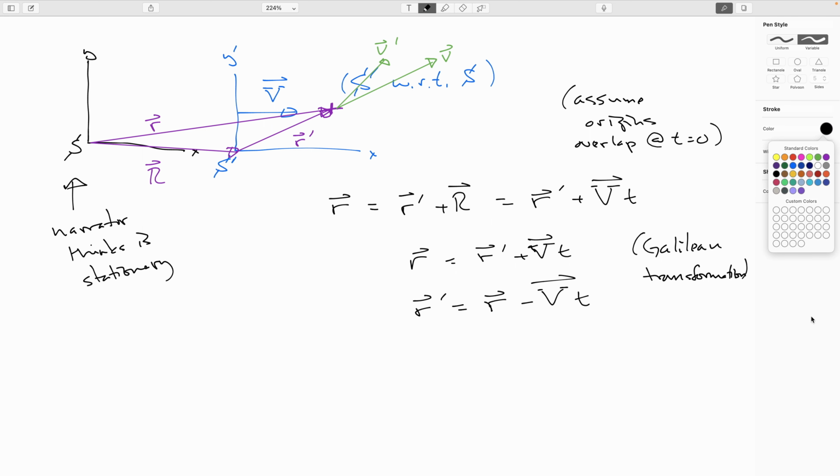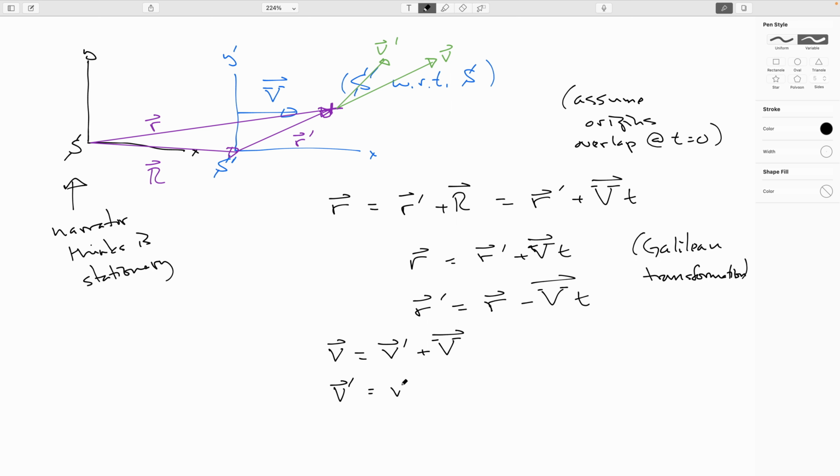And we get this by differentiating both of these with respect to time. If you haven't seen the derivatives yet, don't worry about it. It's not really important to what we're doing here. But the end result is that we can just add the velocities together. So the velocity that S measures will be the velocity that S prime measures plus the velocity that S measures for S prime, or again, change the primes, change the signs.